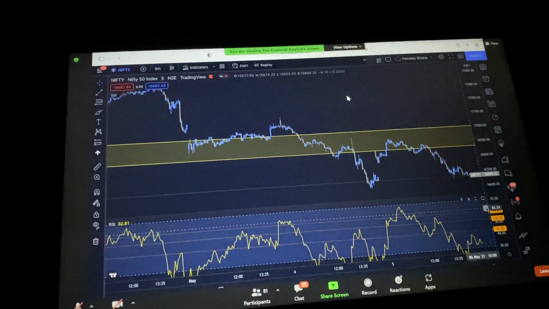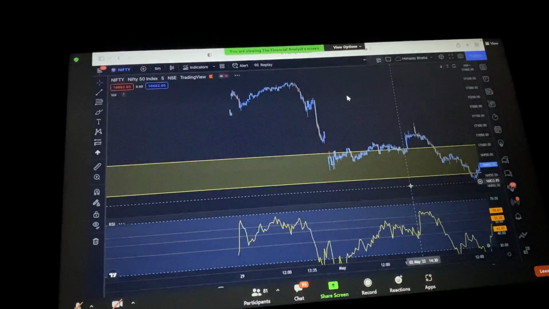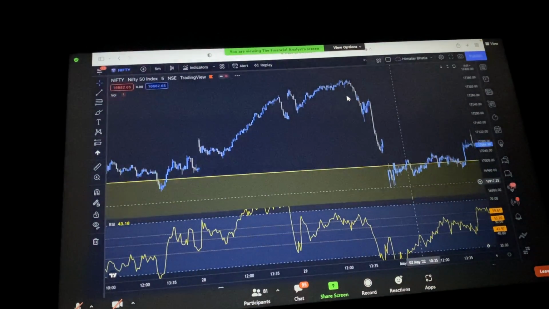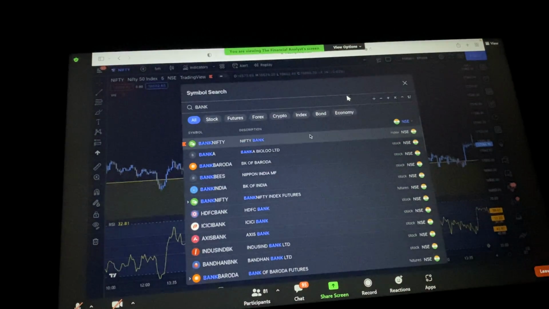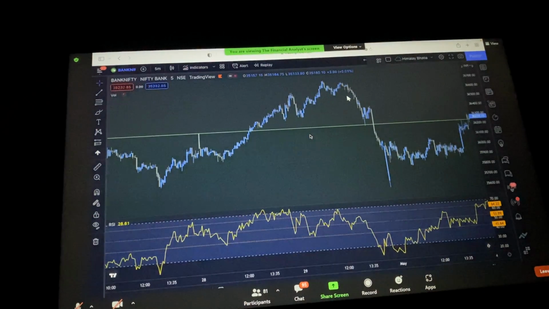One level you will find around 60. One resistance or support level you'll find around 60. One support or resistance you'll find around 40, and one would be anywhere around 50. So let's see how do we trade this. First, I'll come to the Bank Nifty example that I taught you last time, then I'll come to this.